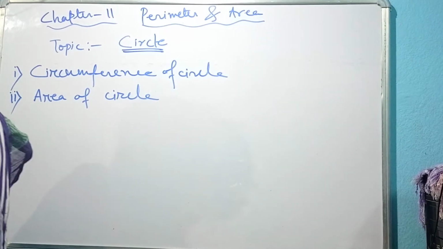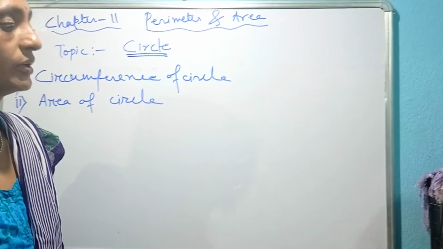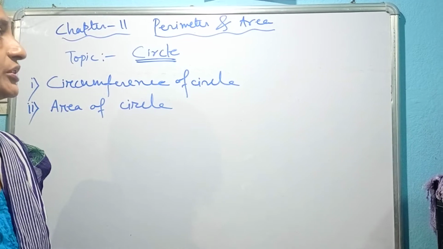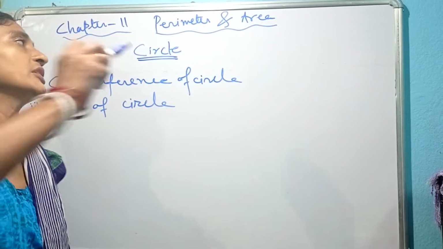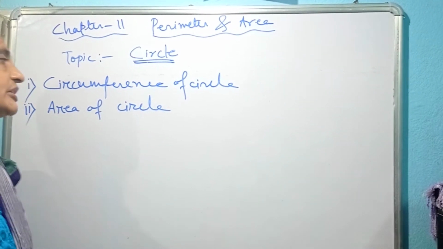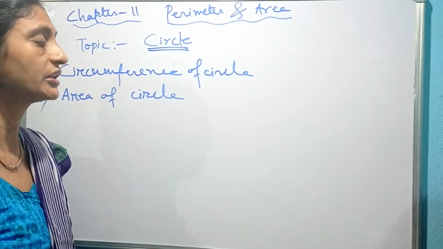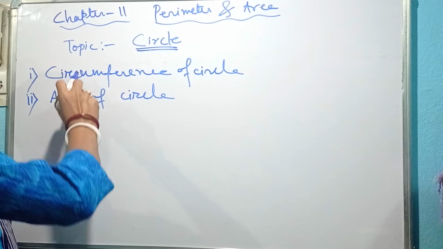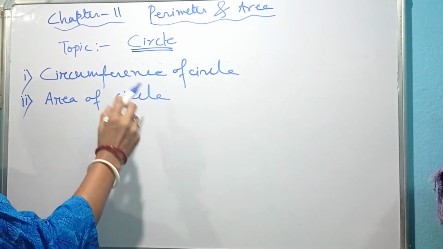Good evening, class. Today we are going to work with the next part of this chapter, perimeter and area. Today we will discuss circles. When we are talking about the circle, we will discuss two topics, that is the circumference of a circle and the area of a circle.